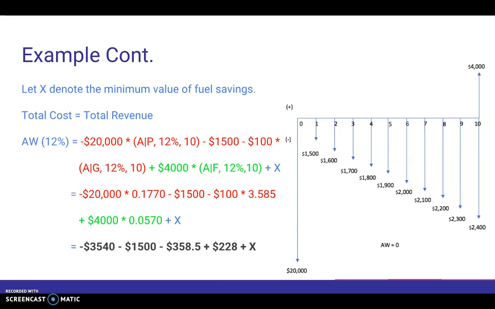If you refer to the back of the book, you'll find the values, which are 0.177 for the annuity given the present value, 3.585 for the arithmetic gradient, and 0.057 for the annuity given the compound amount. And there you can simplify your equation.